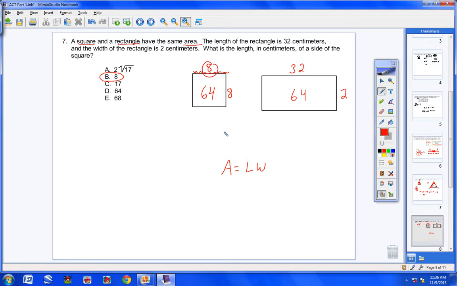All right, so they're testing your ability to remember how to find the area of a rectangle and a square, and then how to apply the problem and use reasoning skills and realize, okay, they have the same area. So once I know the length and the width of this rectangle, I know the area. Then I know the area of this square, so I should be able to find one of the sides.